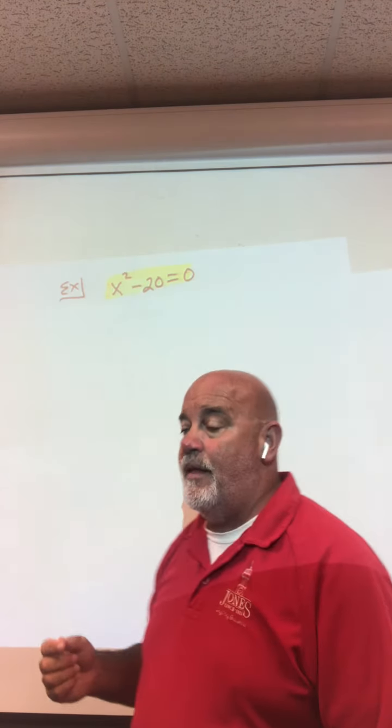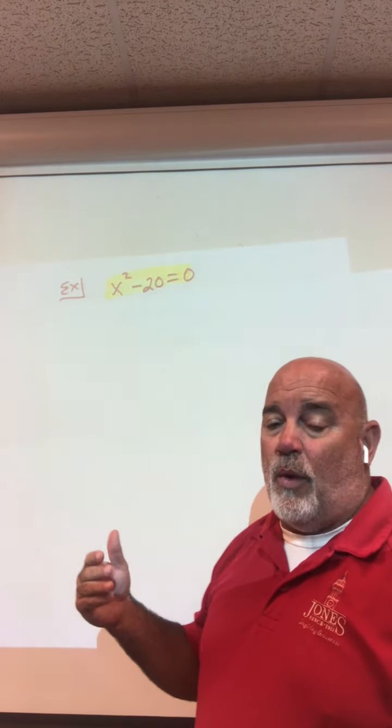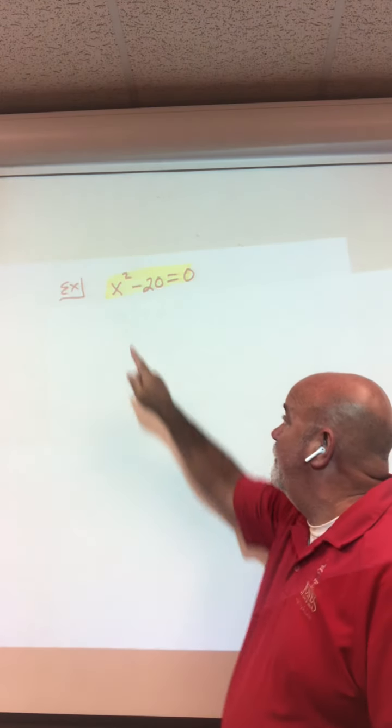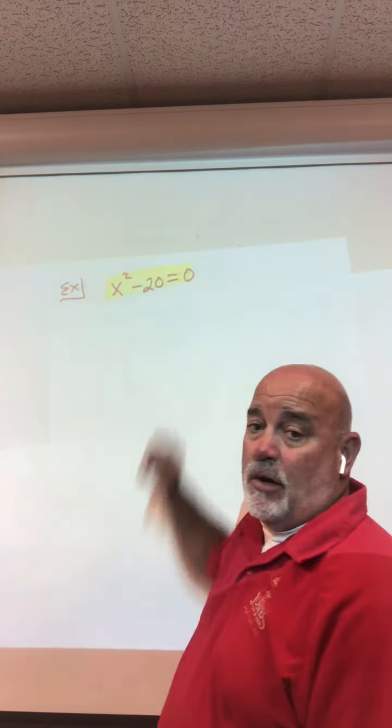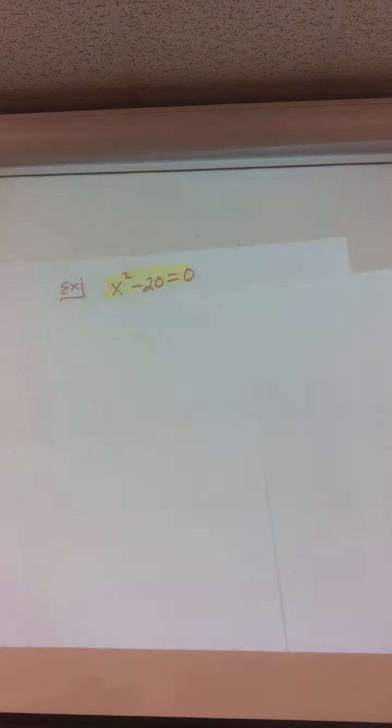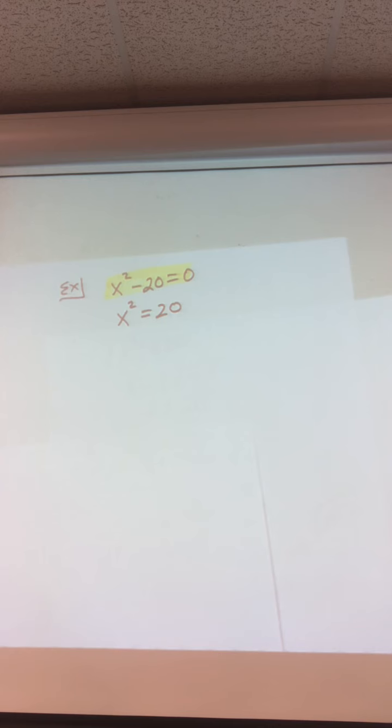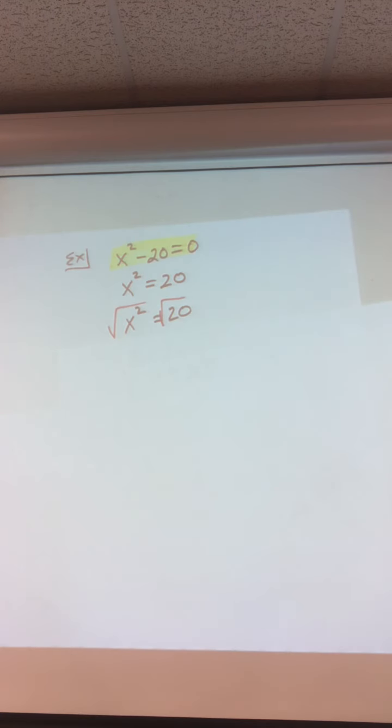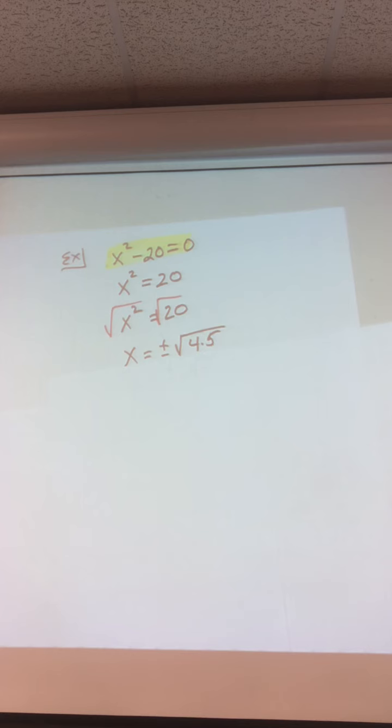Step 1. Isolate the squared term on one side, constant term on the other. That has to be done first. Step 2, take the square root of each side and introduce the plus minus symbol and then solve for the two solutions.